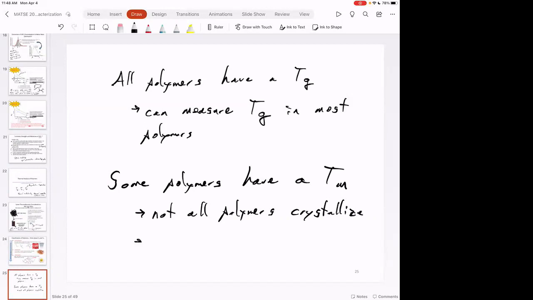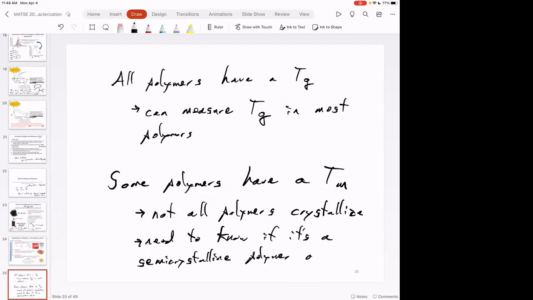So you need to know if it's a semi-crystalline polymer or always amorphous. And there's a lot of really cool examples of this. So polystyrene is always amorphous. You cannot get atactic polystyrene made using free radical polymerization to crystallize no matter what you do.